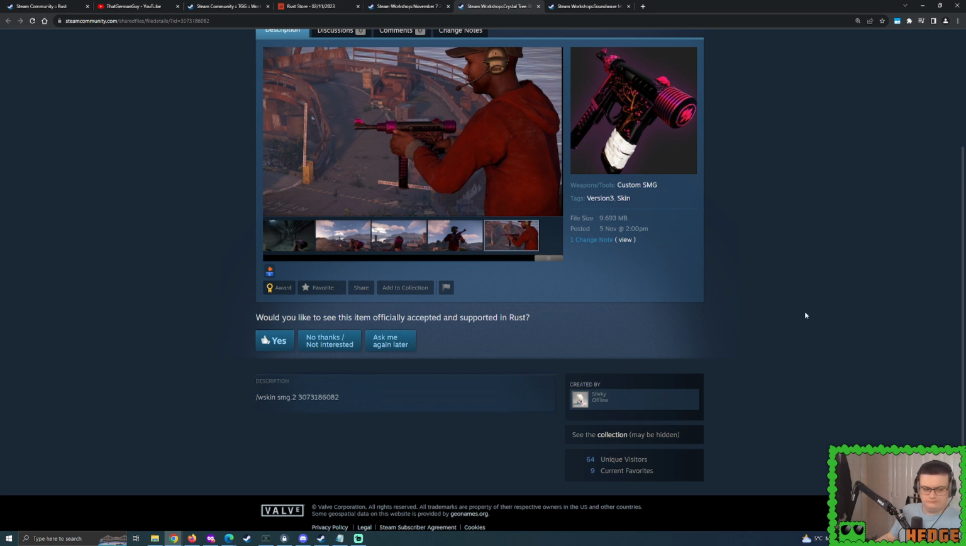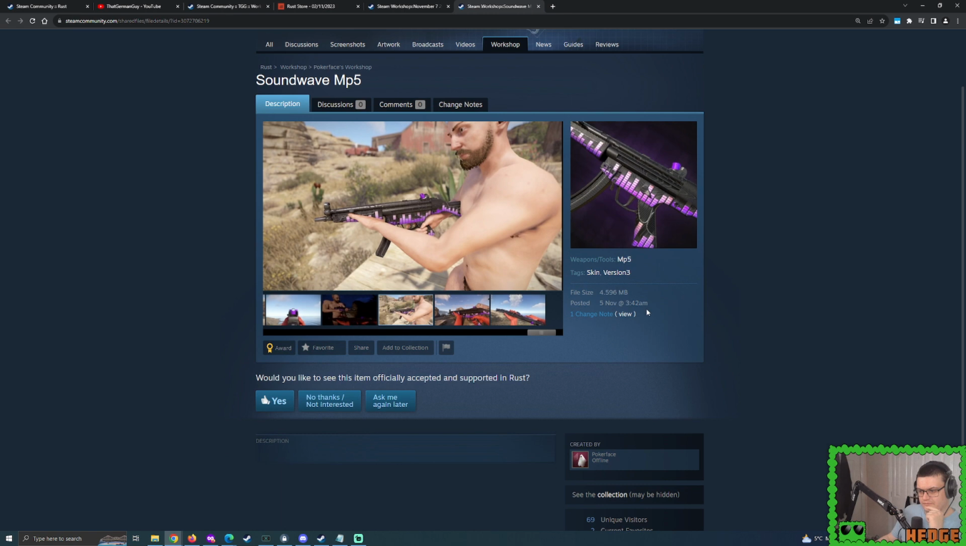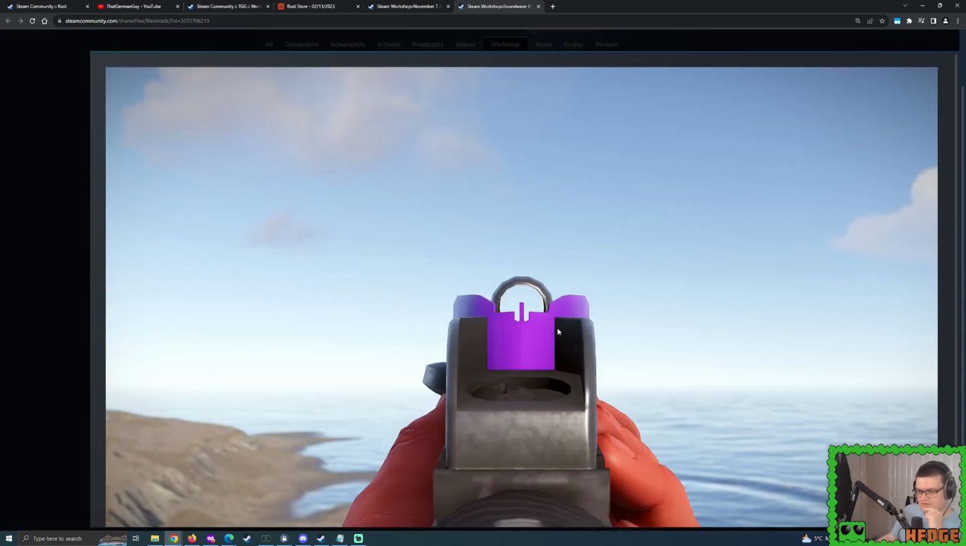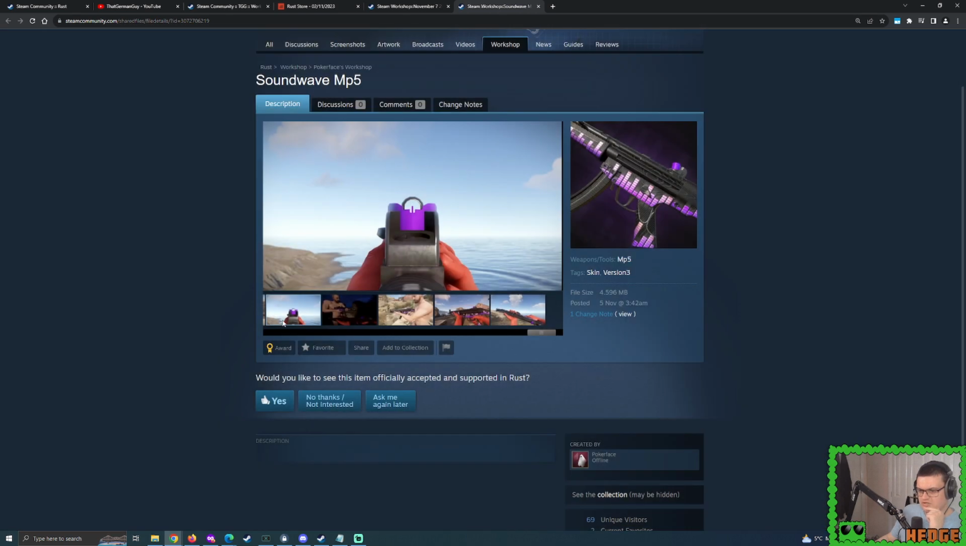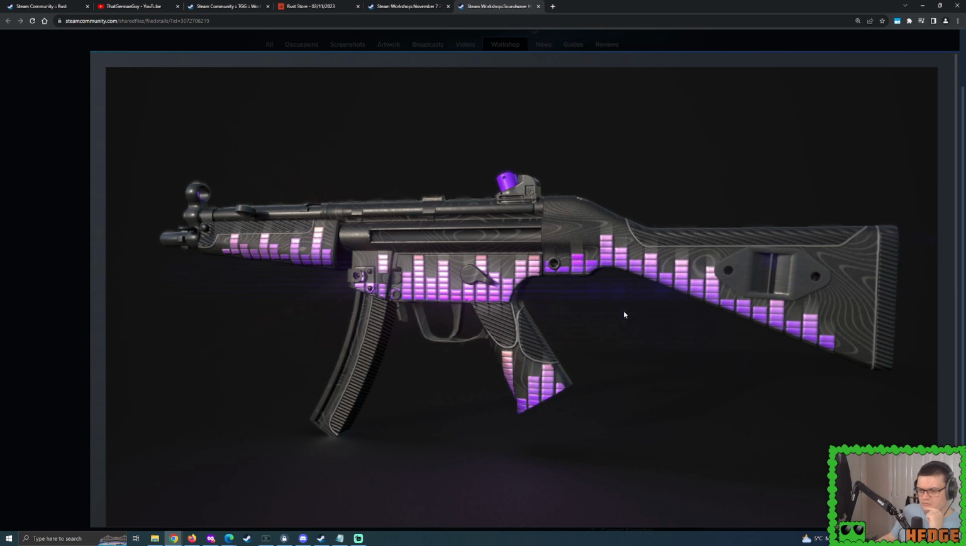Best of luck to you, Slivkey. And then over to here, we have the Soundwave MP5. This is produced by Pokerface. Get a good look at this. You've got a nice purple aim sight. That should be good for pretty much every single environment. Get a good look at that. Does it come with the music?